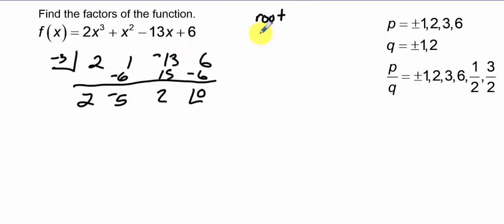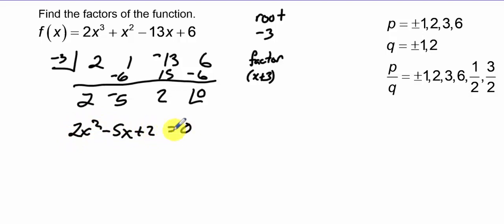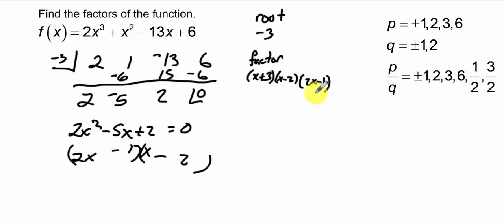which is negative 3. My factor is x plus 3. And you'll notice what I'm left with. I have 2x squared minus 5x plus 2. That could factor, and in fact it does. 2x, x, 2, and 1, both negative. And those are my other factors. And my roots would be 2 and 1/2.